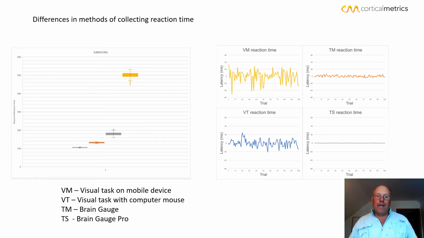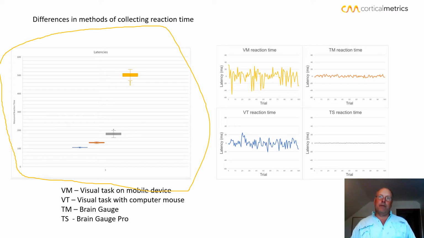The graph on the left is a measure of latencies of the different methods. What we have here in this first one is the latency, or how long it takes for a reaction time test to be performed on a mobile device, with a visual task. So we had a mobile device, it flashed a visual stimulus up, and the photodiode picked it up and then responded robotically on a computer mouse. You see that latency is a lot higher than the other three stimuli. It just means it's extremely slow.